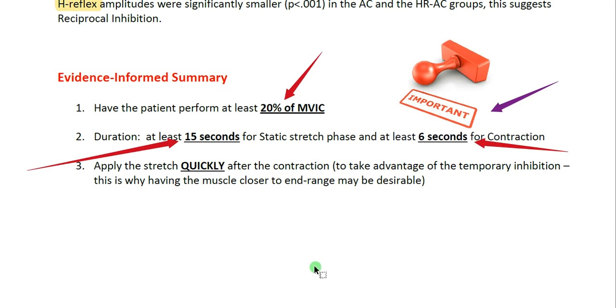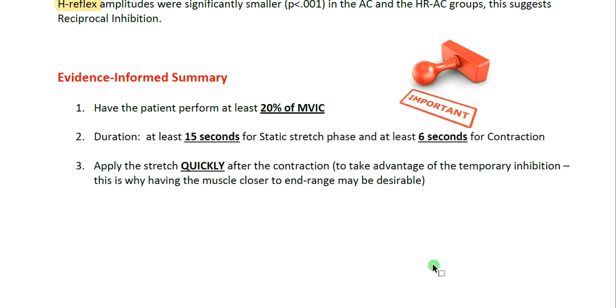So I think that's some highlighting. And then a recommendation also to apply the stretch quickly. Because you want to take advantage of the change in H reflexes, applying the stretch quickly is going to elicit the best results. So as soon as they contract and then relax, you're going to immediately go into the static stretch. So that's a quick summary of what neuroinhibition stretching theory and paradigm research says about the theory.